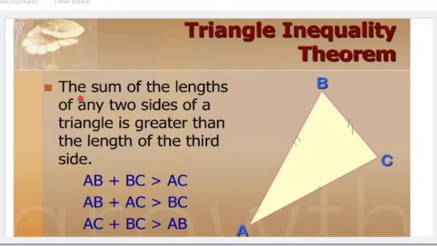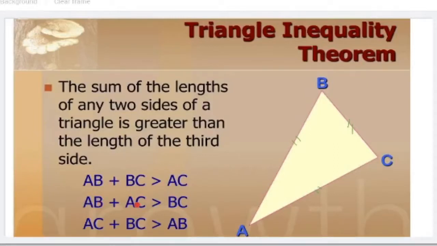Here the statement is the sum of the length of any two sides of a triangle is greater than the length of the third side. We know that a triangle has three sides. Suppose for triangle ABC, AB is one side, BC is the second side and AC is the third side. The property related to these sides is that AB plus BC, that is the sum of the sides AB and BC, is always greater than AC.